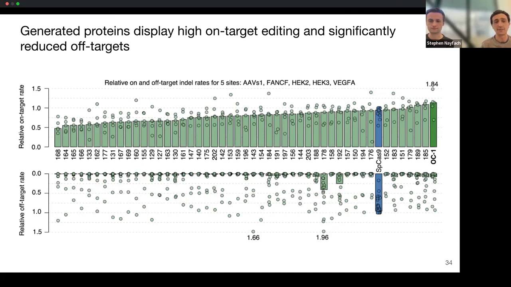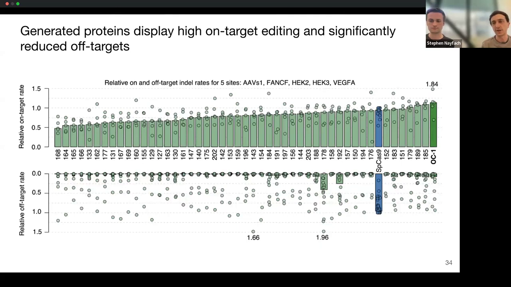The top of the figure is a measure of the on-target activity rate, so this is the activity at these on-target sites. And then the bottom part of this figure is the activity at off-target sites. Both the plot in the bottom and the top are normalized to SP-Cas9's activity rate. What you can see on the top is that many of these sequences were indeed active, with a handful even exceeding the activity level of SP-Cas9. But what was even more striking on the bottom is that the off-target rates of these generated proteins were far lower than that of SP-Cas9.